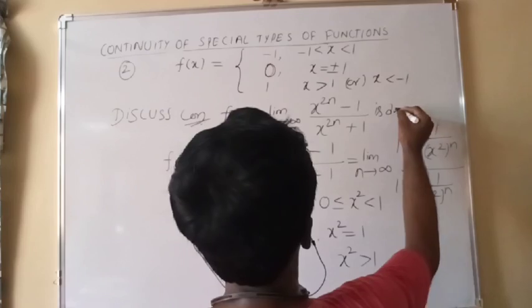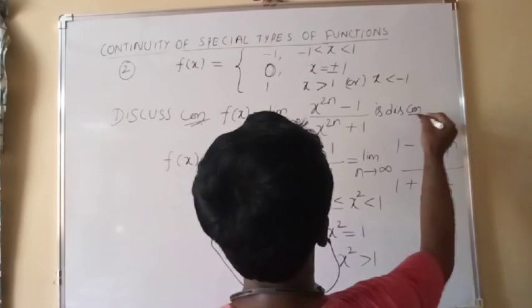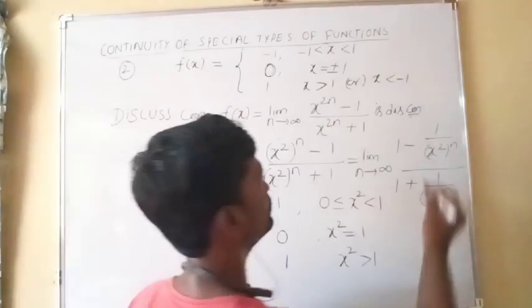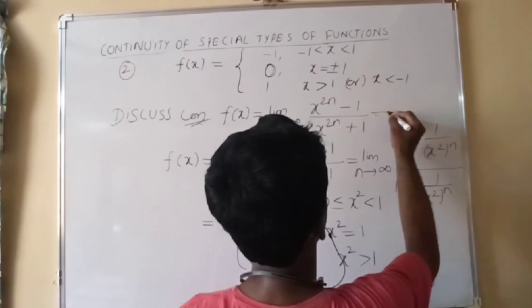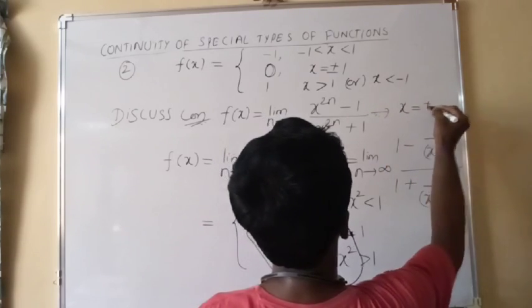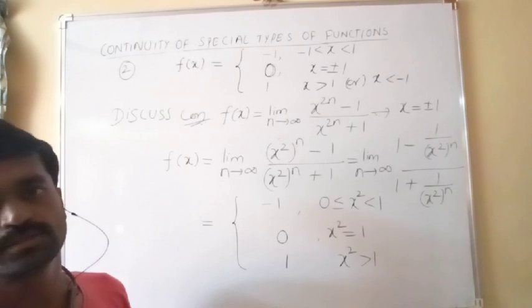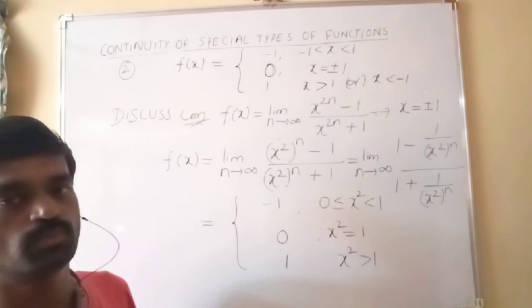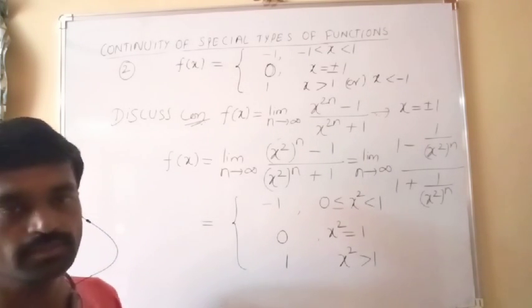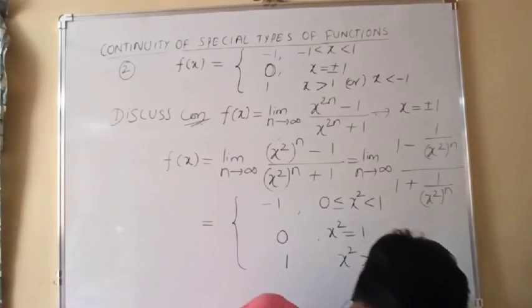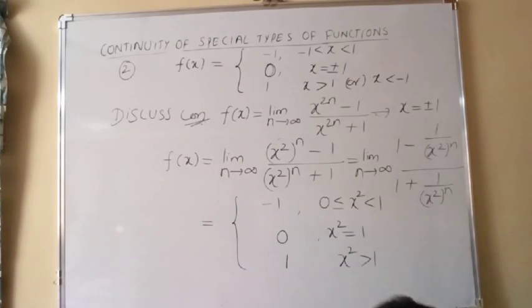This function is discontinuous at x equal to plus or minus 1. It is discontinuous when x is equal to 1 as well as minus 1. So for this function there are 2 points of discontinuity. Okay. Next, one more similar problem.